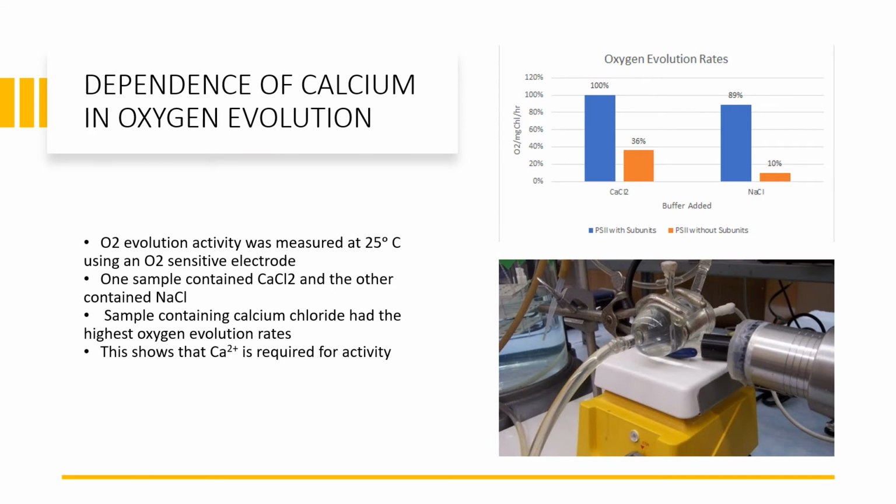For the oxygen evolution part of the experiment, one sample contained calcium chloride and the other contained sodium chloride. The graph shows the oxygen evolution rates of the samples with and without subunits that restrict the exchange of calcium ions. The samples containing calcium had higher oxygen evolution rates compared to without calcium. It is shown that calcium is required for activity.